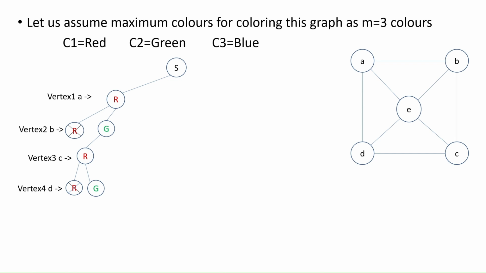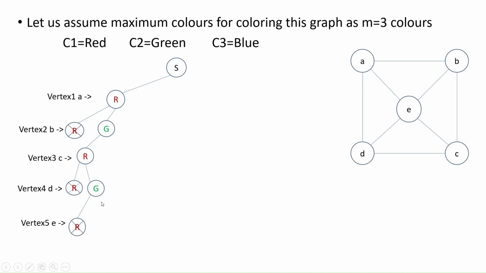Yes. So for the fifth vertex, is it possible to color the fifth vertex with red? No, it is not possible because we have already used the red color for 1 and 3. So it is not possible.